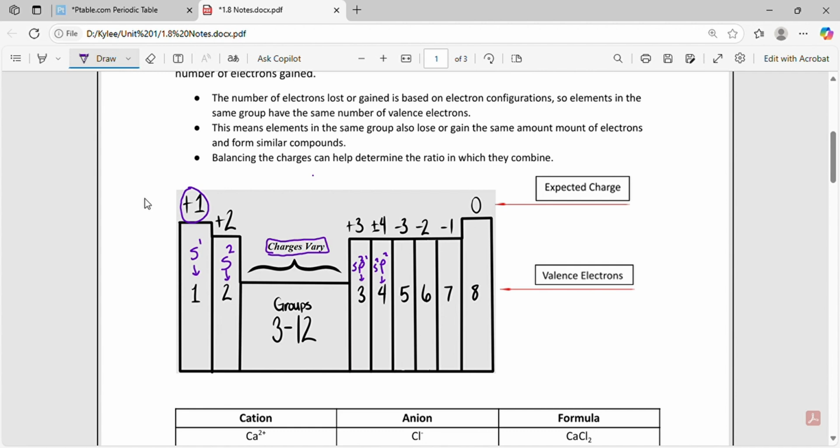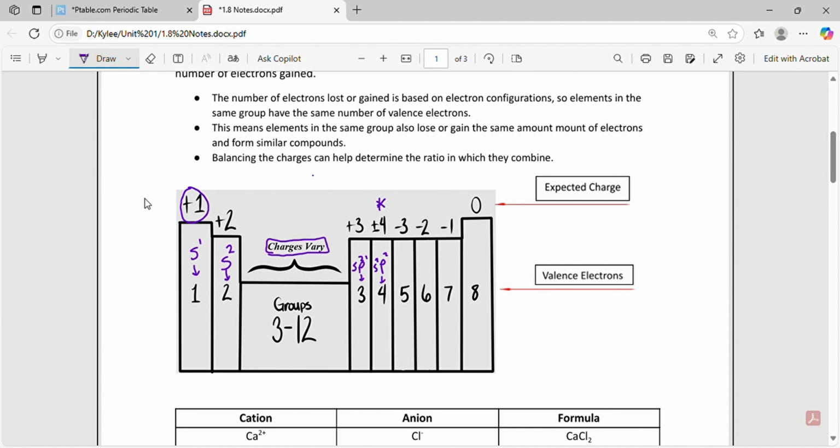And this is a midway point. Some of the atoms in this group will lose 4, some will gain 4. And it tends to be that our nonmetals are going to gain and our metals will tend to lose. But this is a little asterisk here. This group doesn't always play by the rules.